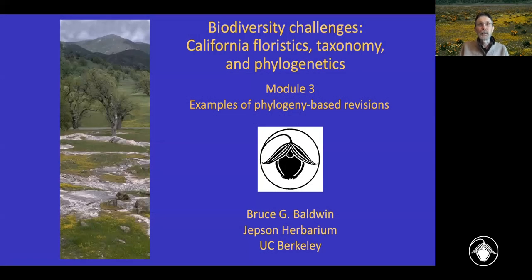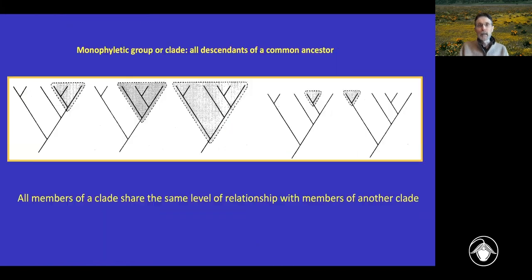Welcome back to our Jepson mini workshop on biodiversity challenges, California floristics, taxonomy, and phylogenetics. And this will be module 3, which is examples of phylogeny-based revisions.